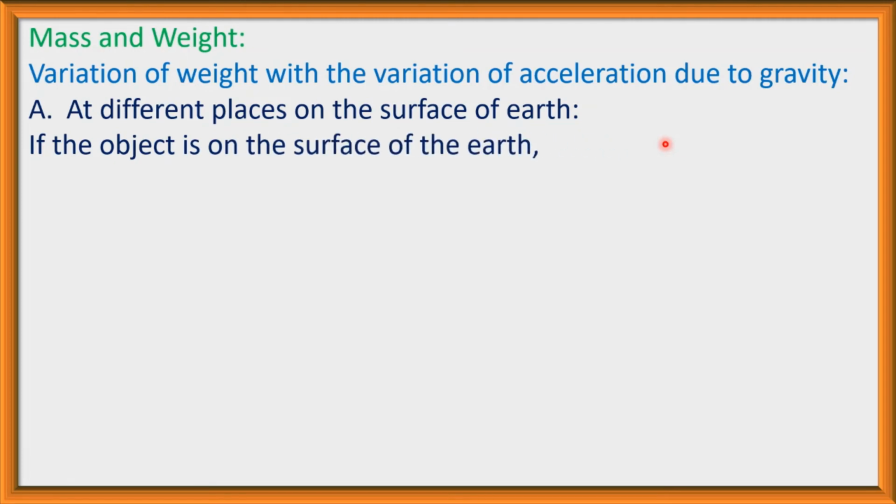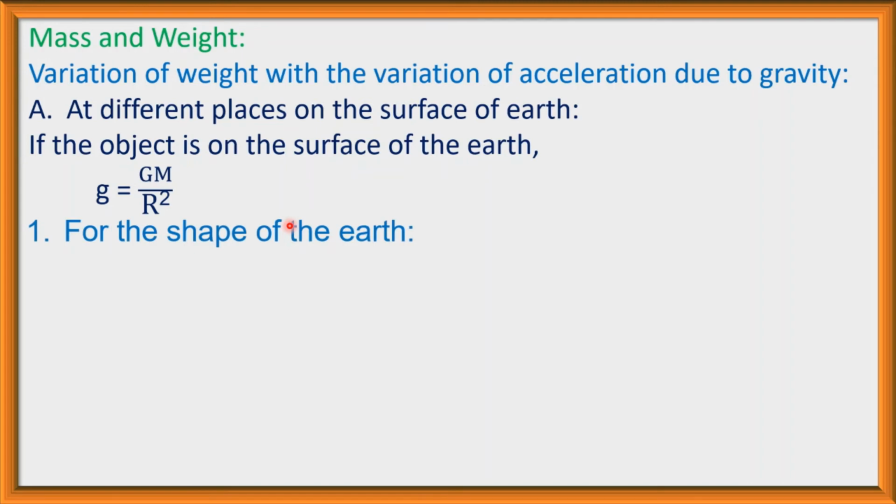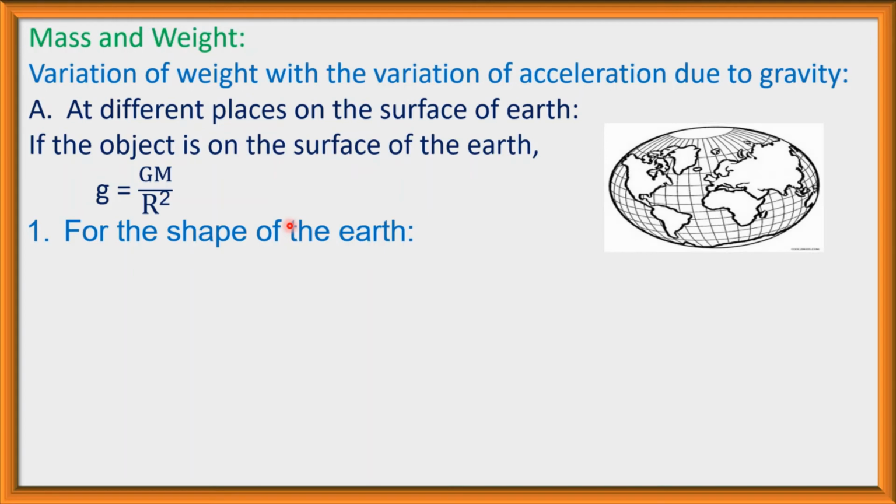If the object is on the surface of the earth, then the value of g is equal to GM divided by r square. Here G is the gravitational constant, which is constant, and M, the mass of the earth, is also constant. So acceleration due to gravity depends only on the radius of the earth. But our earth is not a perfect sphere, so the radius of the earth is not the same everywhere. At different places the value of r is different, so the value of g will be different.